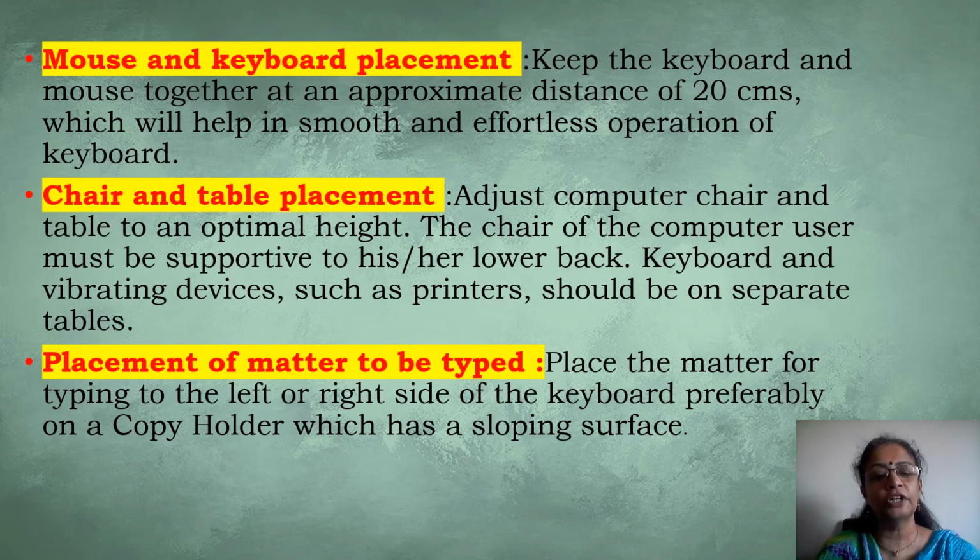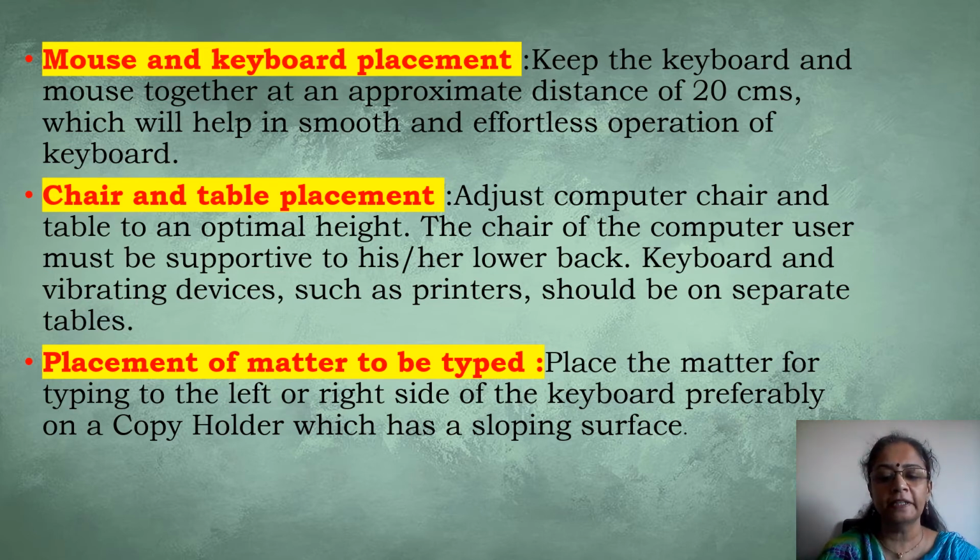The chair and the table placement. Adjust the computer chair and the table to an optimum height. The chair of the computer user must be supportive of his lower back. Vibrating devices such as the printer should be on a separate table. So these are the rules which have been laid down for proper typing ergonomics.